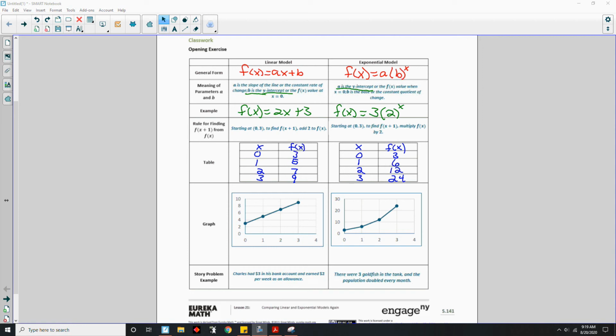Okay, there were 3 goldfish in the tank, and the population doubled every month. So that would be an explanation of that. So population is exponential growth.